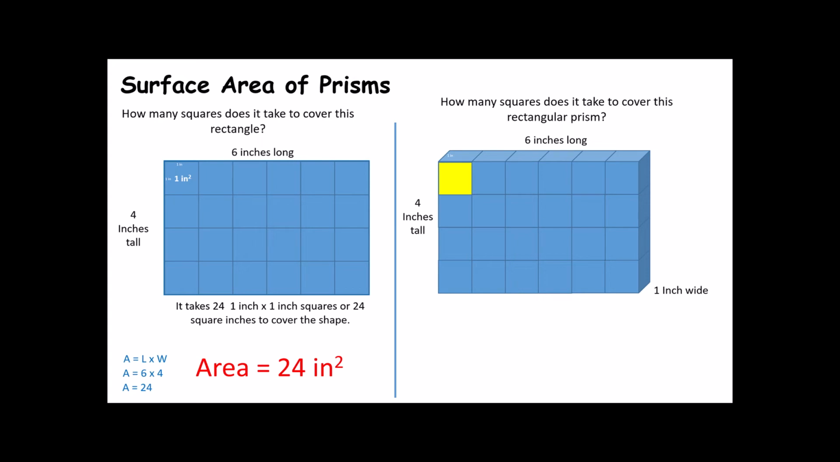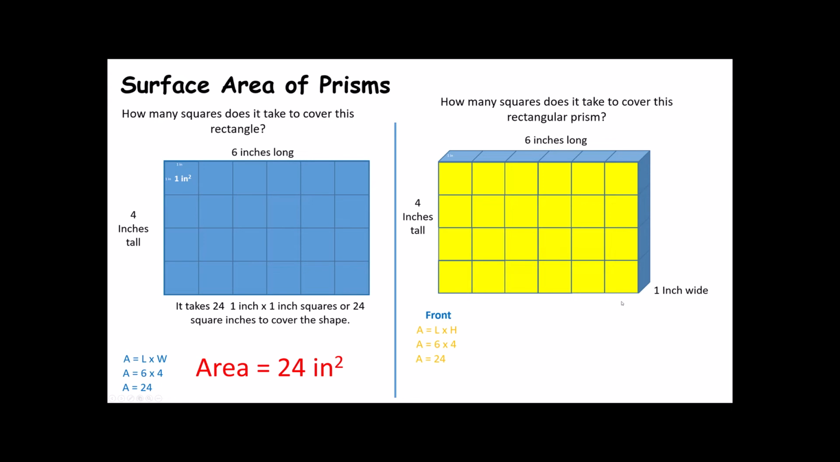Notice that I can use 1 inch square, or 1 square inch, the same thing I used over here on my 2-dimensional figure, and I can cover this spot here. And one here, and 1 here, and I can go through and do the exact same thing that I did over here on this rectangle. Since this rectangle was 6 inches long and 4 inches tall, I can cover this 6-inch long and 4-inch tall rectangle with the exact same number of squares.